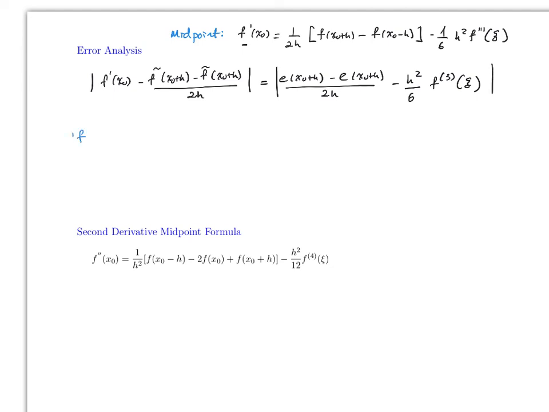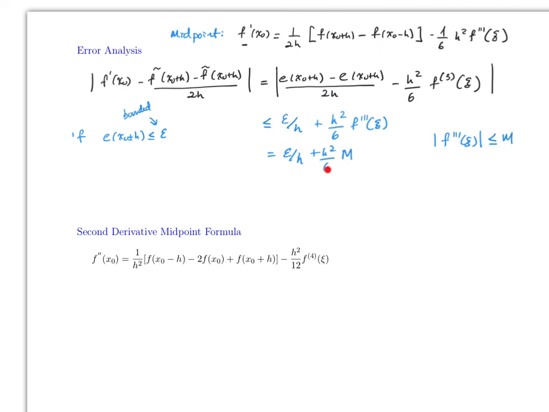Now if e of h0 plus or minus h is bounded by some epsilon, okay, so it's bounded by that, then this will be less than or equal to epsilon over h, because here you will have an epsilon divided by 2 still just epsilon, plus h squared over 6 times the third derivative evaluated at c. And let's say that the third derivative is always less than some value m. So the absolute value of the third derivative is bounded by m. So this would be the total error.